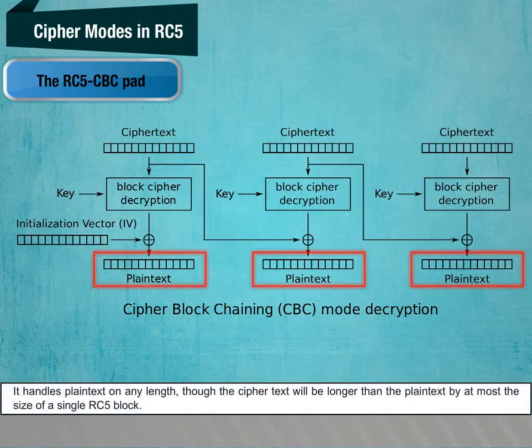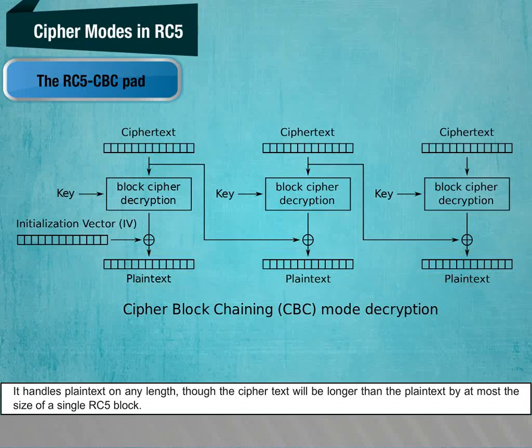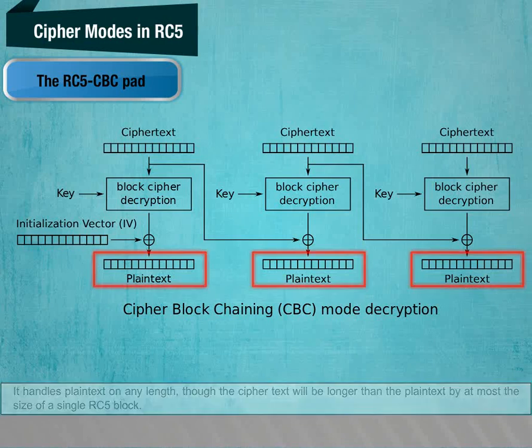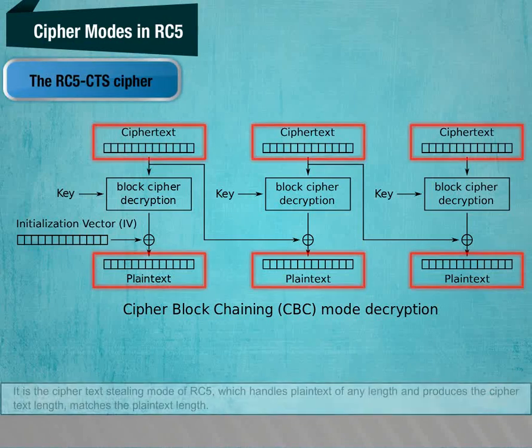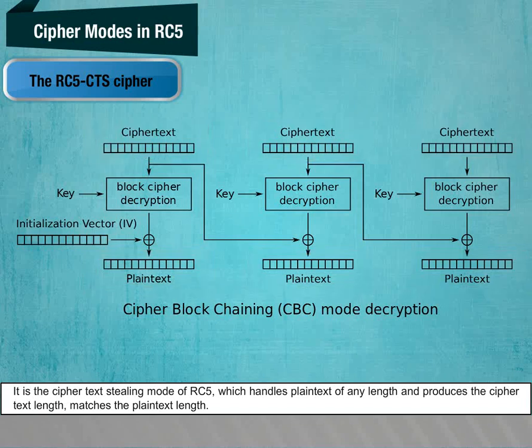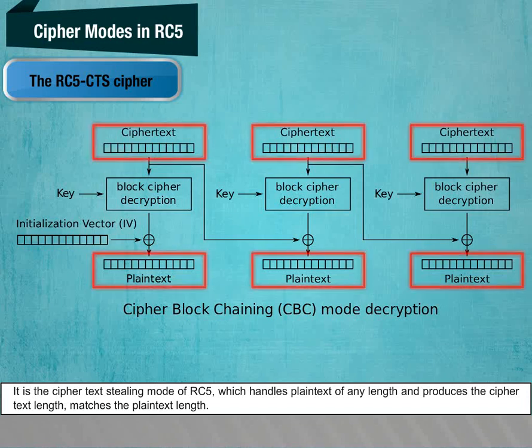It handles plaintext of any length, though the ciphertext will be longer than the plaintext by at most the size of a single RC5 block. It is the ciphertext stealing mode of RC5, which handles plaintext of any length and produces a ciphertext length that matches the plaintext length.